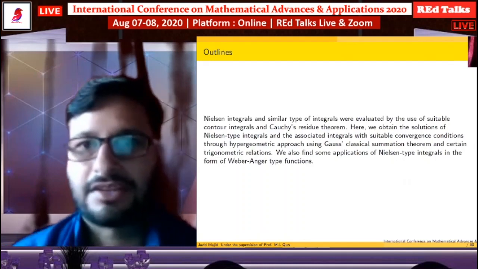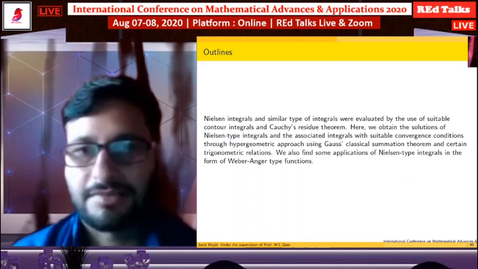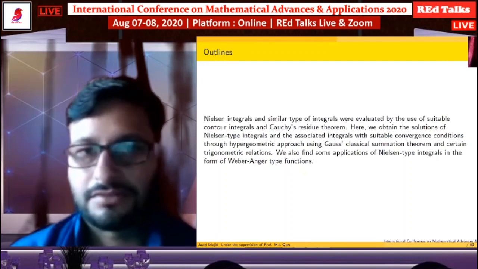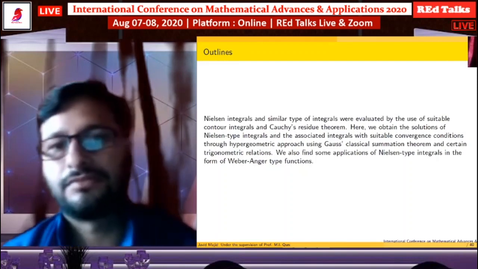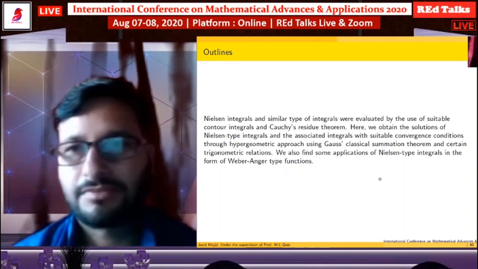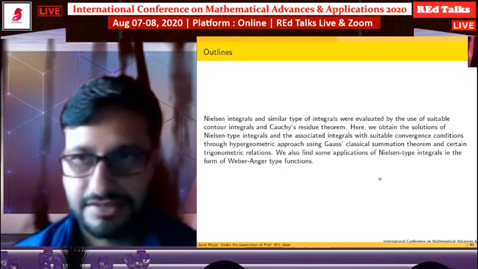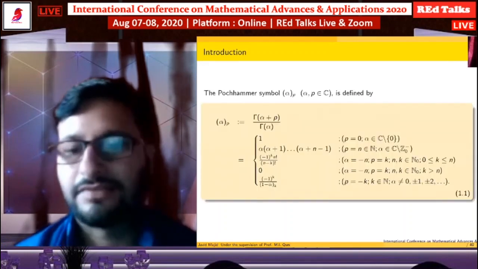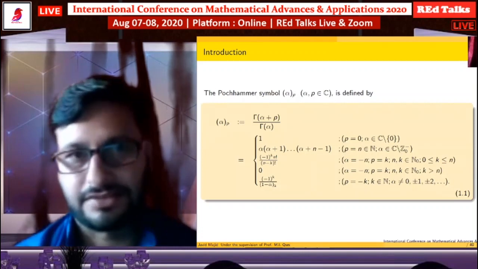In this paper, I have generalized the Nielsen type of integrals and obtained the solutions of the integrals with the convergence condition through the hypergeometric approach using Gauss classical summation theorem and certain trigonometric relations. We also find some applications of the Nielsen type of integrals in the form of Weber and Anger type functions.